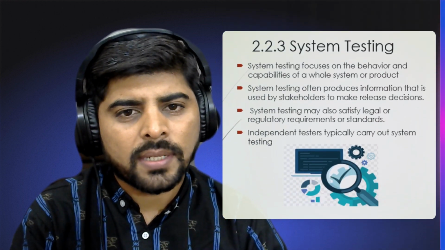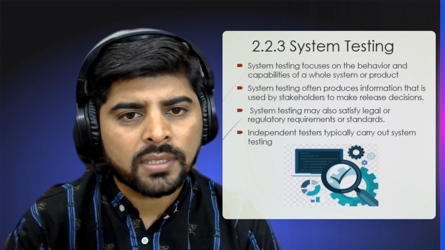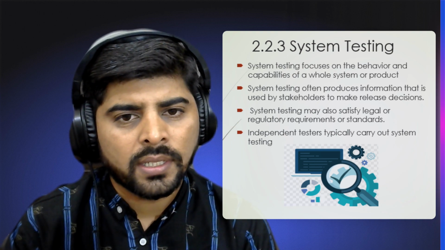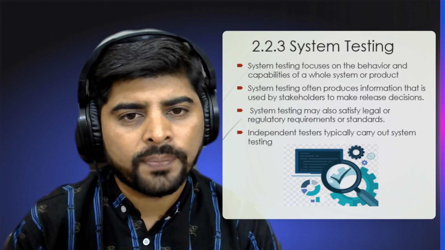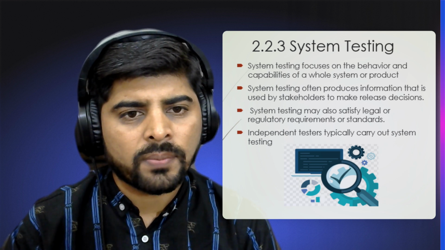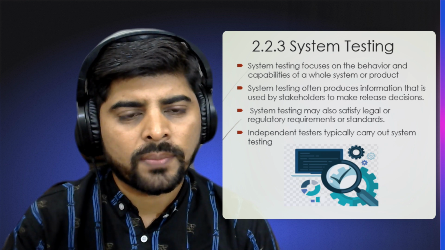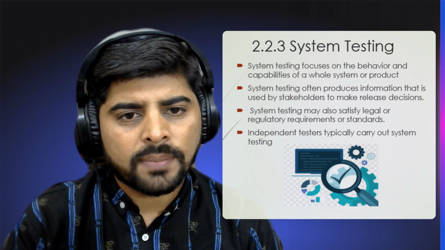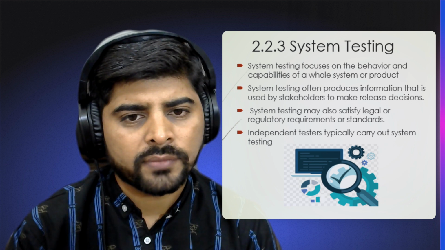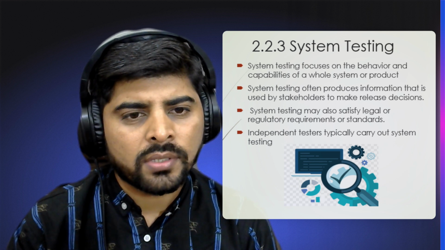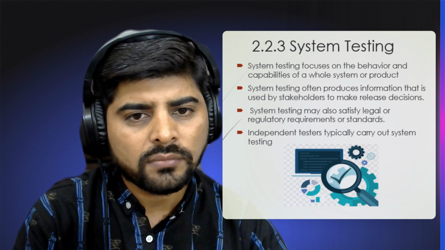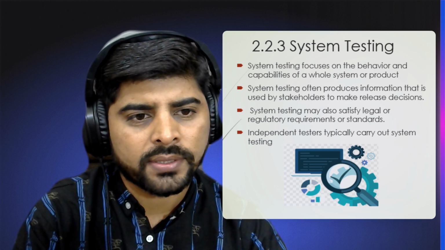When we talk about system testing, system testing focuses on behavior and capabilities of a whole system or product. So we test the system as a whole. So we have an integrated system which is working. System testing often produces information that is used by stakeholders to make a release decision. So system testing may also certify legal or regulatory requirements or standards. Independent testers, usually there can be third party testers, do system testing, so their findings are very important for stakeholders.